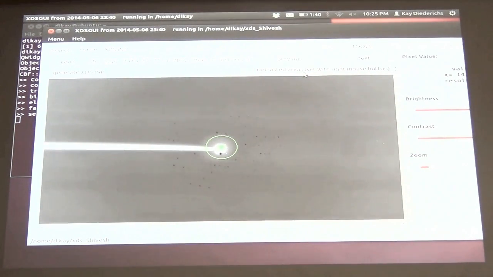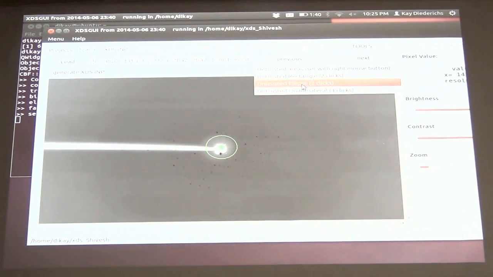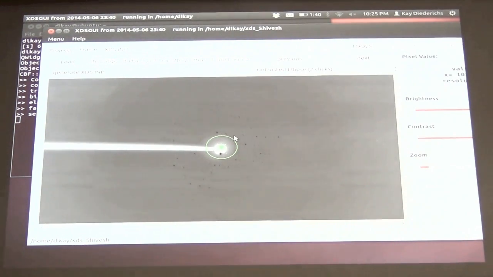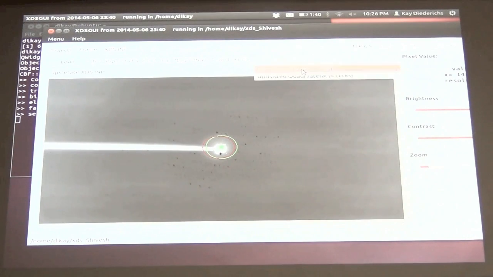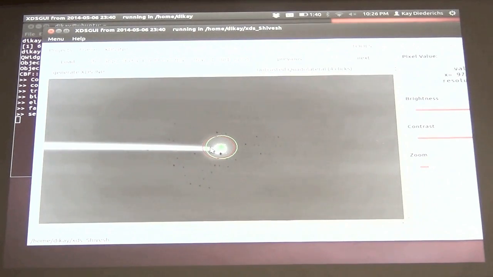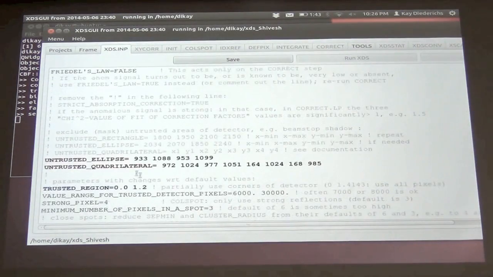But if I'm not happy with the masking, I can also use an uncasted ellipse, as it's called, and I just do it like that with my mouse. So put this red ellipse here, just 2 mouse clicks. I could also use, let's say, a quadrilateral, so it's a 4-sided thing, to mask this. Okay, so if I do this, I get these lines here in XDS.INP. So it's just a graphical interface, it just creates these lines in XDS.INP.